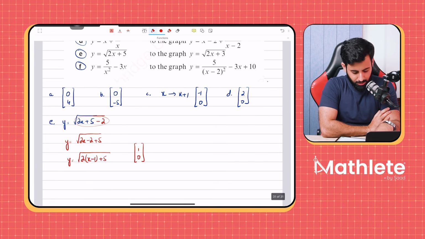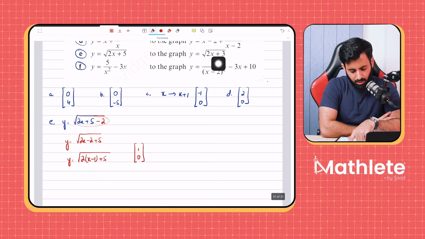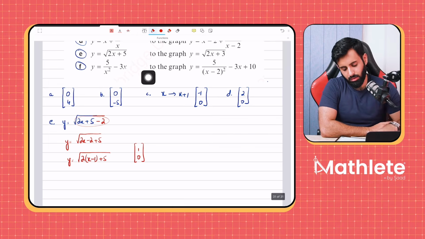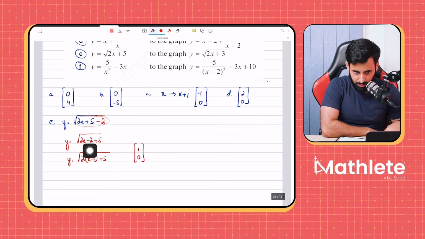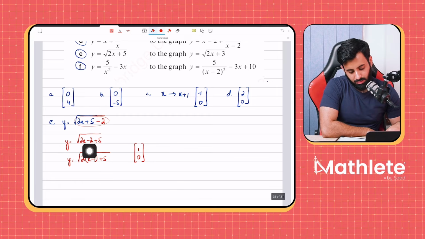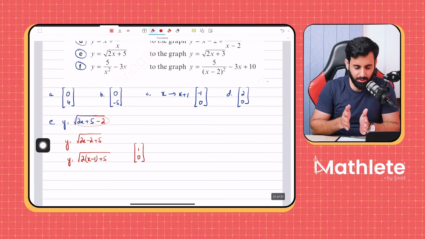Shouldn't it be 1.5 comma 0? What part, Moise? Part E. Why would it be 1.5? So you're saying if I take 2 common here, you get x. No. Your job right now is not to take 2 common as a whole. Your job is to see what has happened to x. Your job is to see what has been added to x or subtracted.